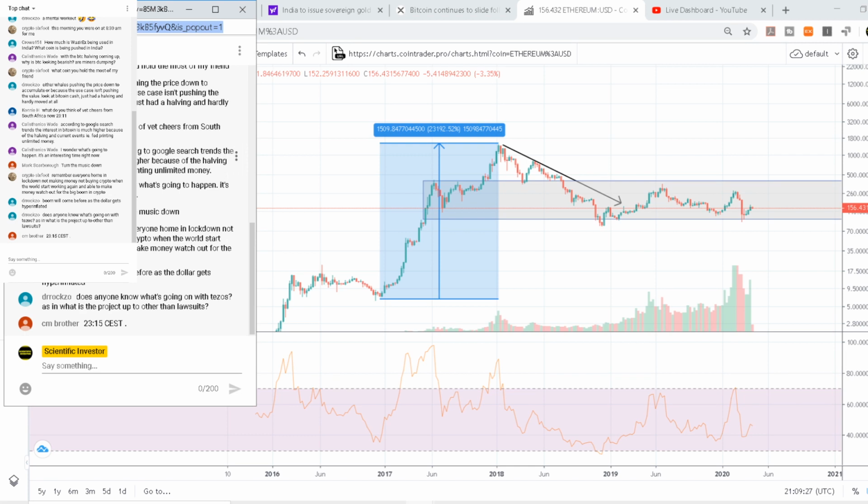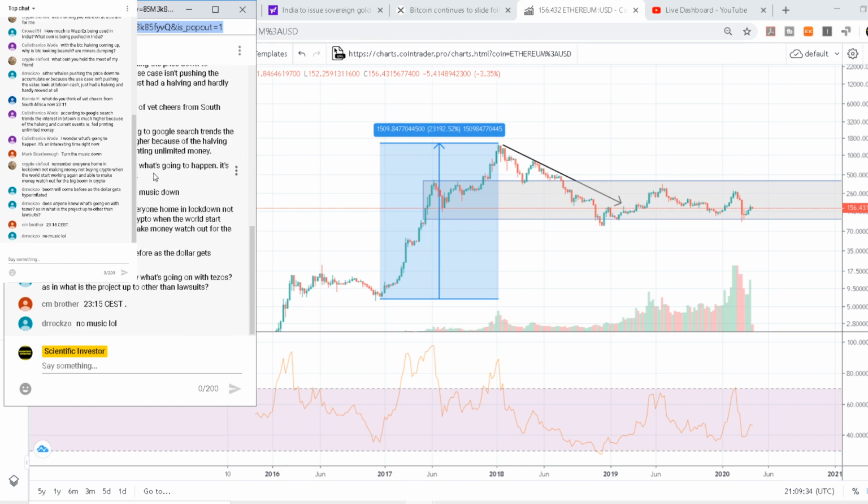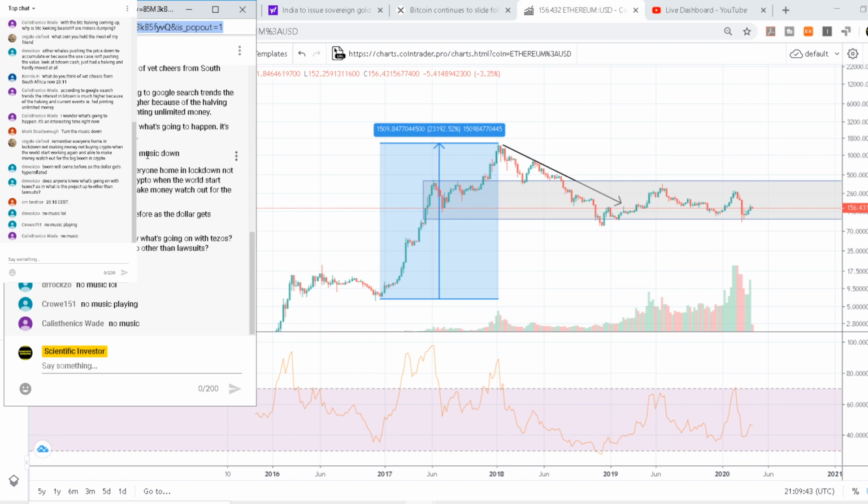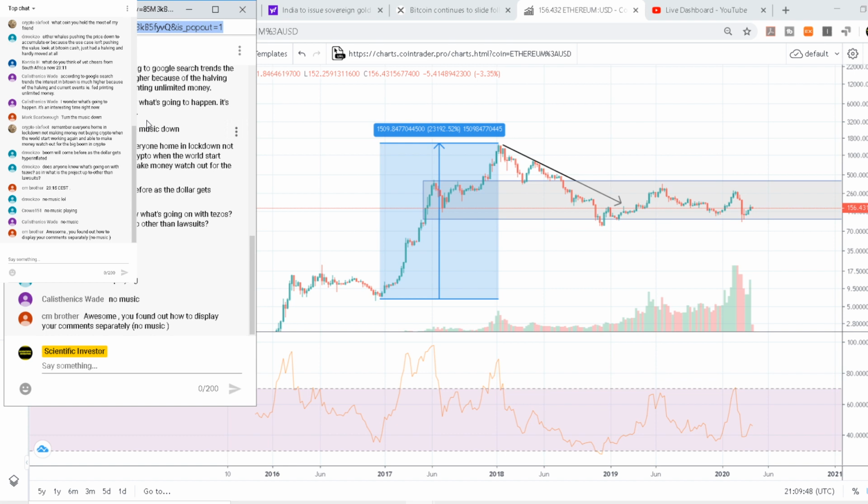Okay, now coming back, according to Google search trends, the interest in Bitcoin is much higher because of the halving, and the current ETH is there. Then the Fed is printing unlimited money. Yeah, I agree. It's not only the Fed, the governments and central banks across the world are doing that. I wonder what's going to happen. It's an interesting time for those who are like us, who are ready with some dry powder and have already accumulated some of the digital assets, which are going to go to the high. Now again, a boom will come.